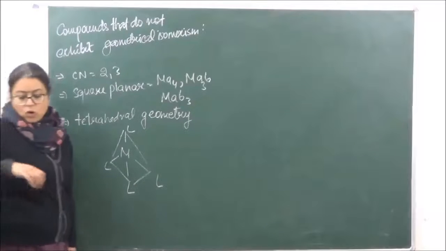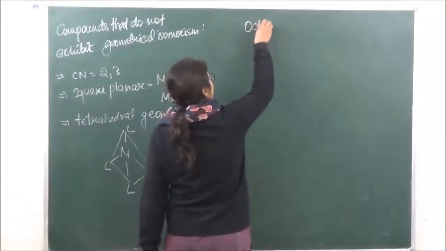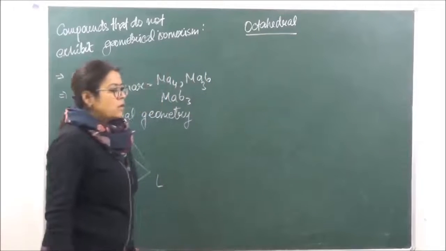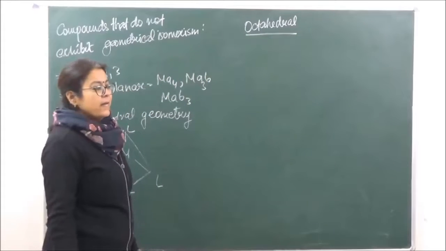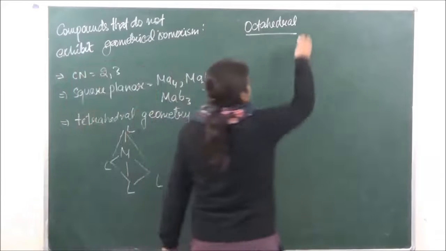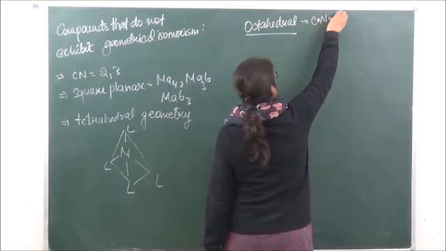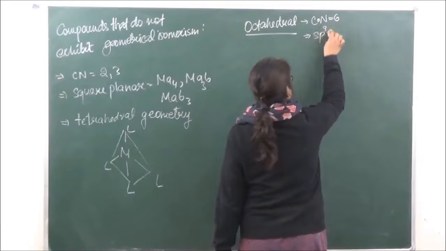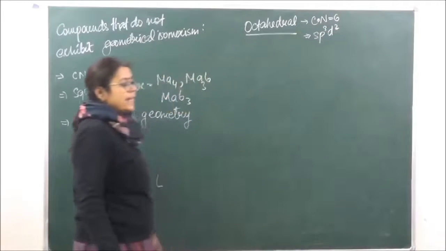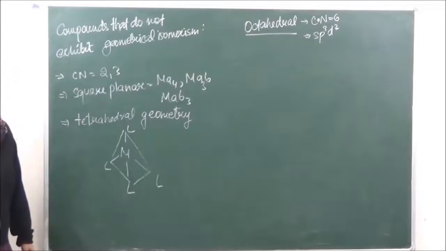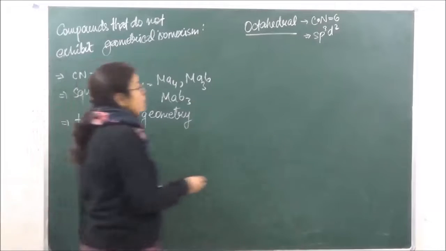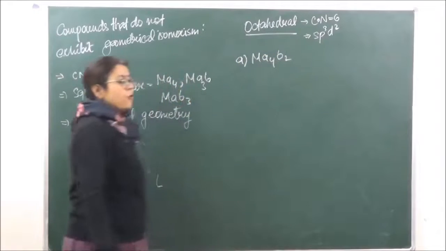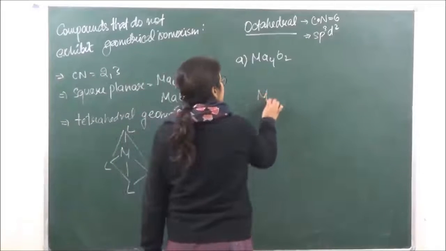Okay? Then we go on to octahedral complexes. Now, in case of octahedral complexes, the coordination number is going to be 6. The hybridization is going to be sp3d2, right? And it is going to have an octahedral shape. So we go on to complexes of the type Ma4b2. Ma4b2.